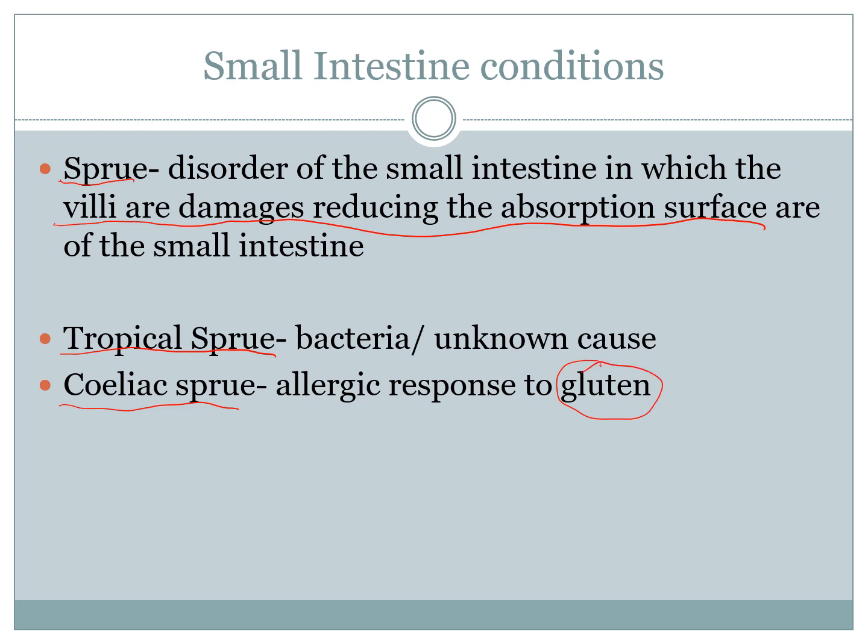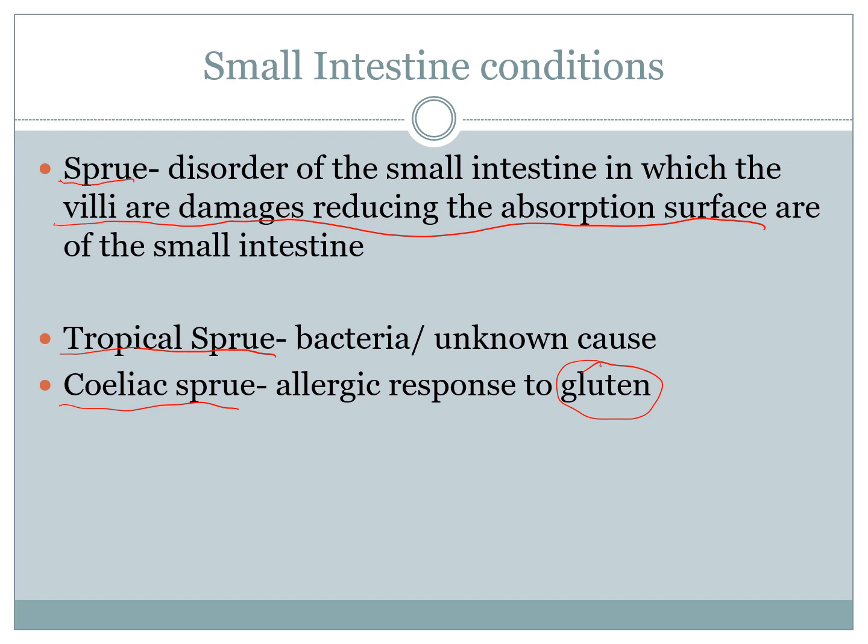Now, obviously, if you think about these sprue conditions, the clinical features that you're going to see are associated with malabsorption. So that's your weight loss, malnutrition, diarrhea, and then you can also have steatorrhea as well, which is a formation of fatty tissue around the area.